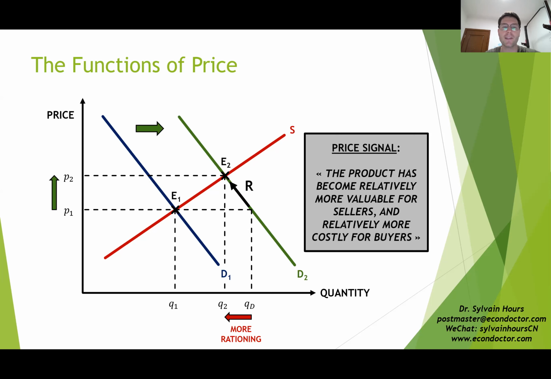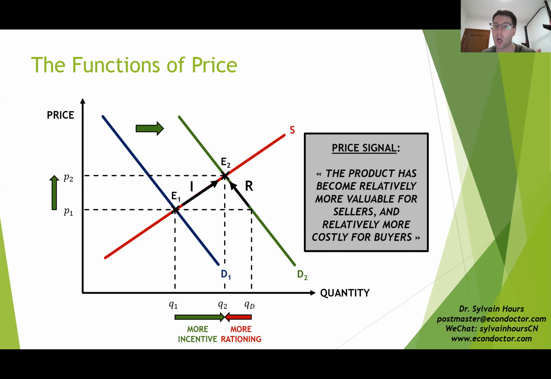And on the other hand, sellers have an incentive to produce more because the price is higher. So firms, according to the law of supply, have more incentive to produce this product, and this is represented by an increase in the quantity supplied.